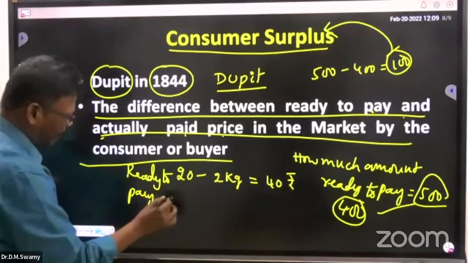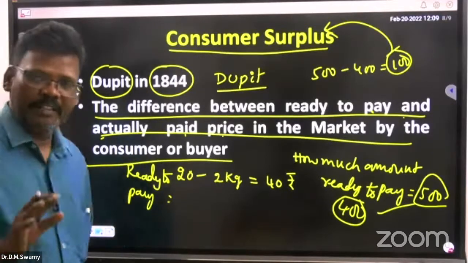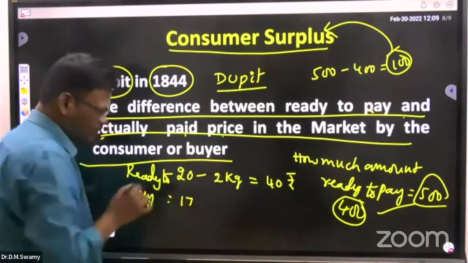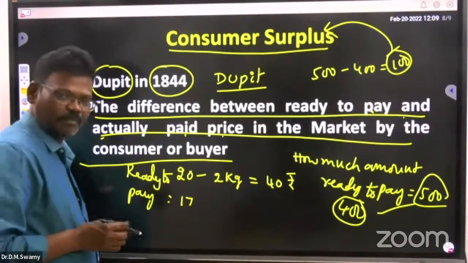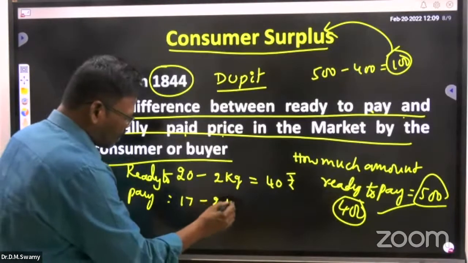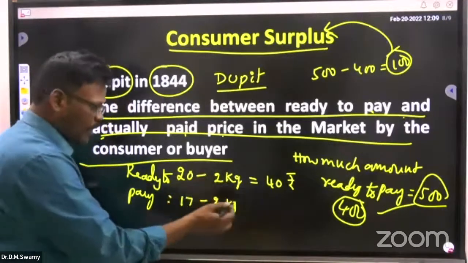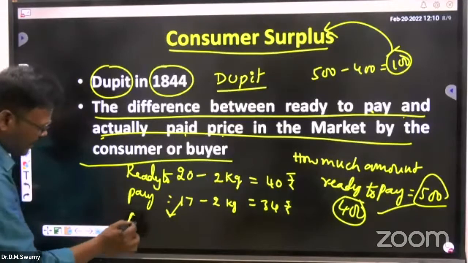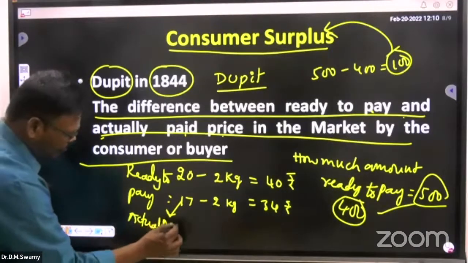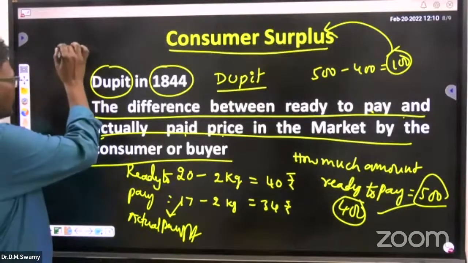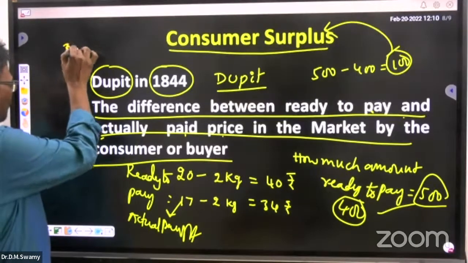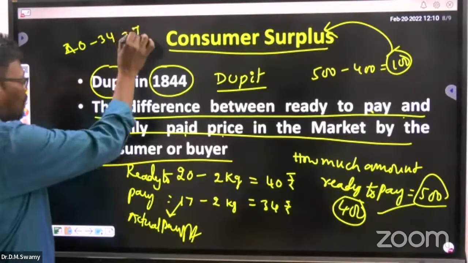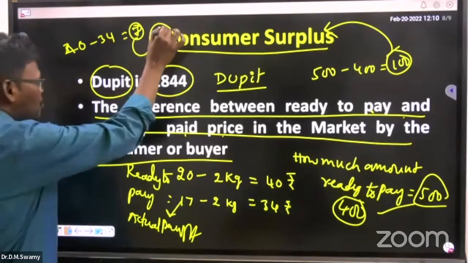But you went to the market, and there the commodity price was around 17 rupees. So for 2 kgs, how much amount are you paying? 34 rupees. This 34 rupees is known as the actual payment. You were ready to pay 40 rupees for 2 kgs, but you paid only 34 rupees. The difference between these two is called 7 rupees. This 7 rupees is known as the consumer surplus.